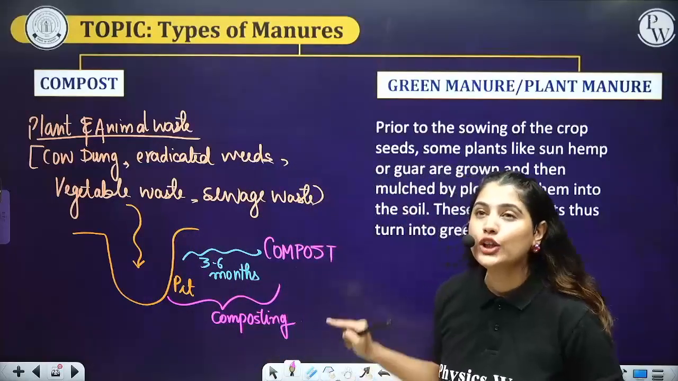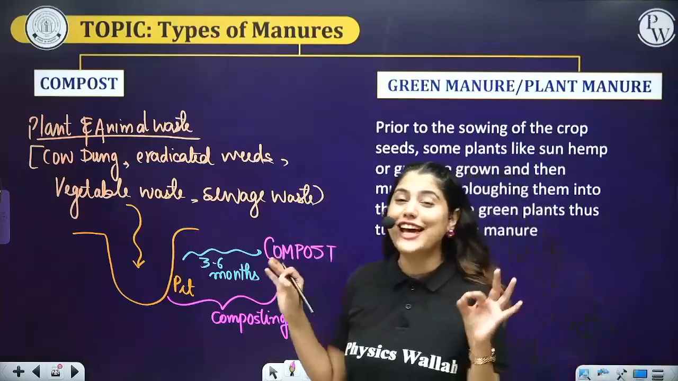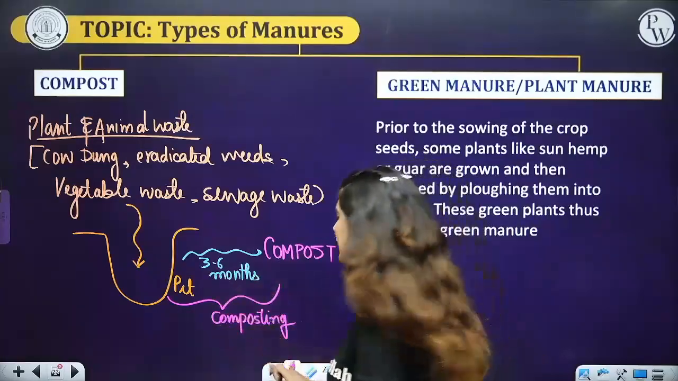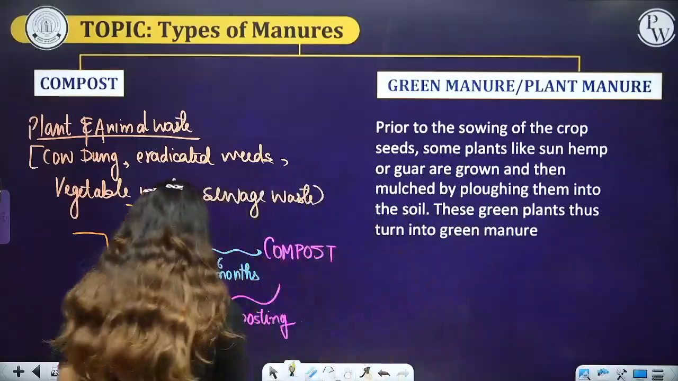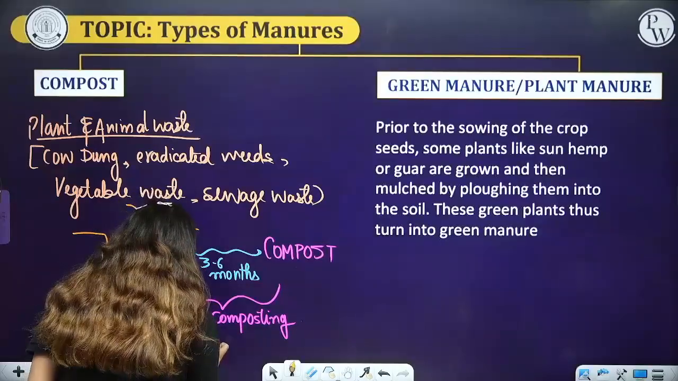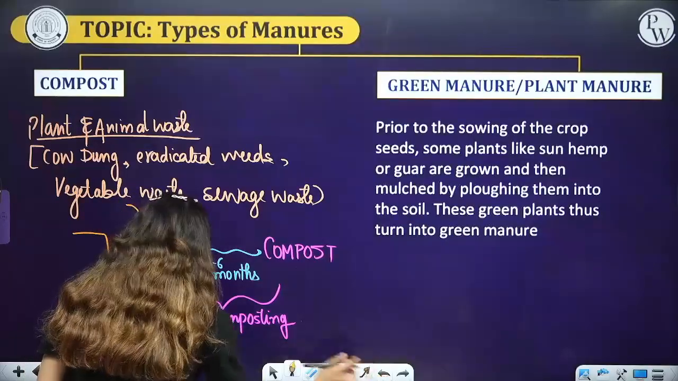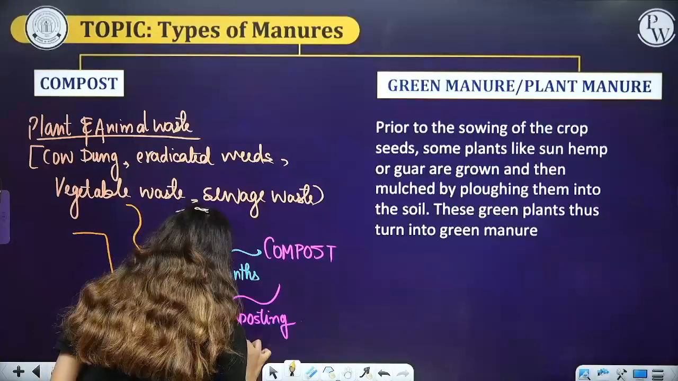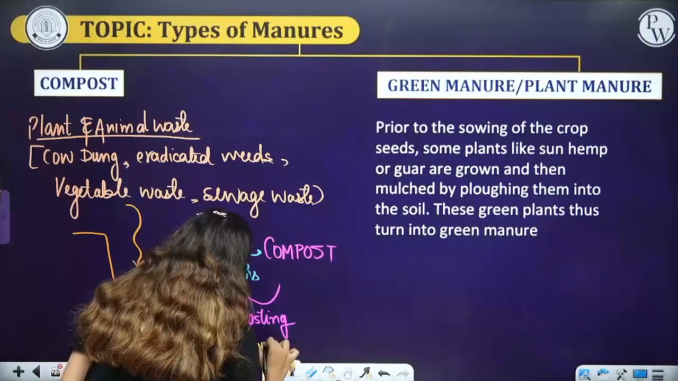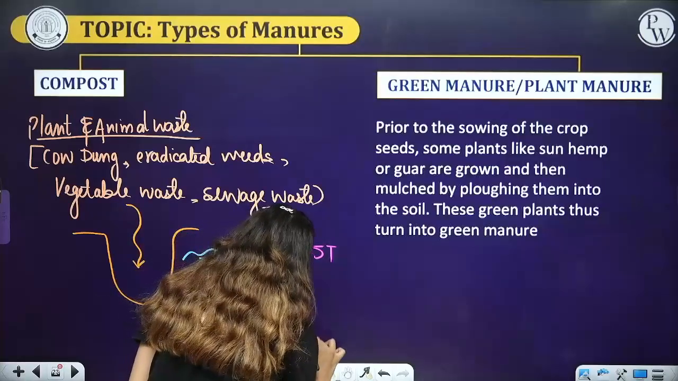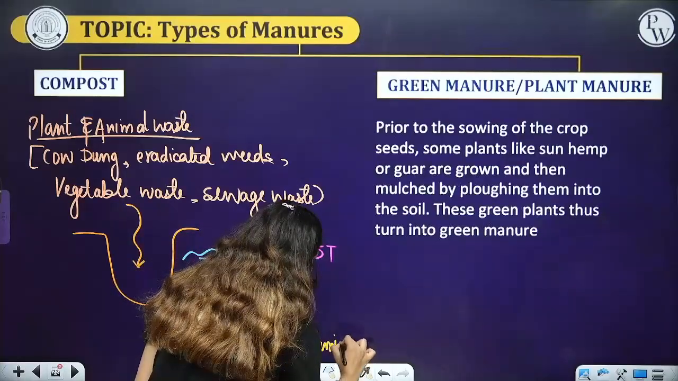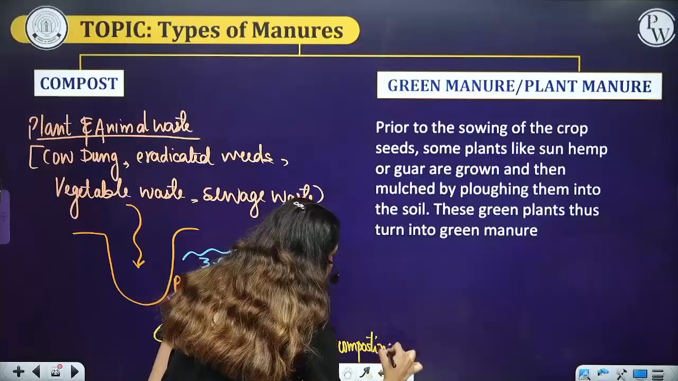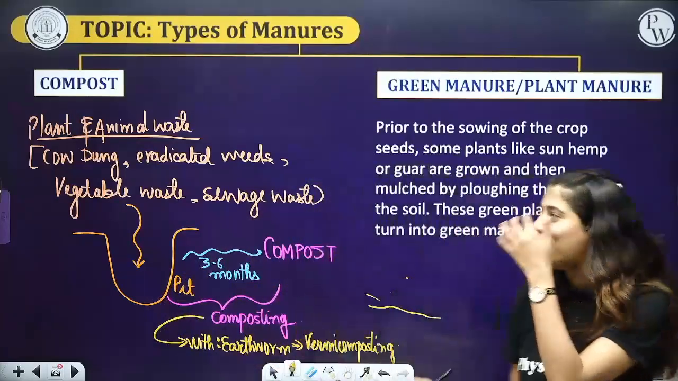And if I do this composting with the help of earthworm, we call it vermicomposting. Easy, right? If I do this composting with earthworm, then I call it vermicomposting. Clear, everyone? Just tell me if it is clear or not.